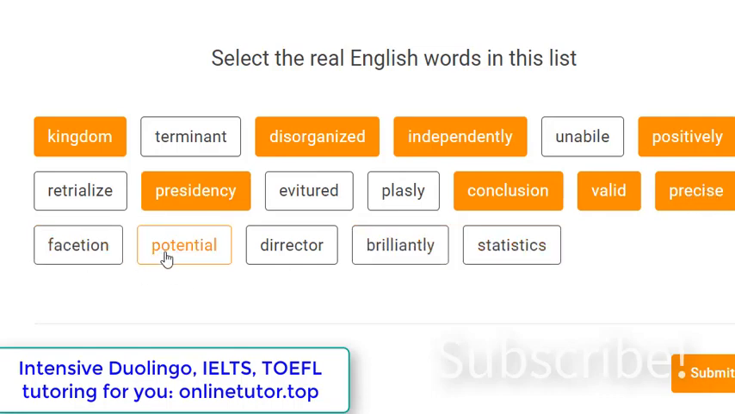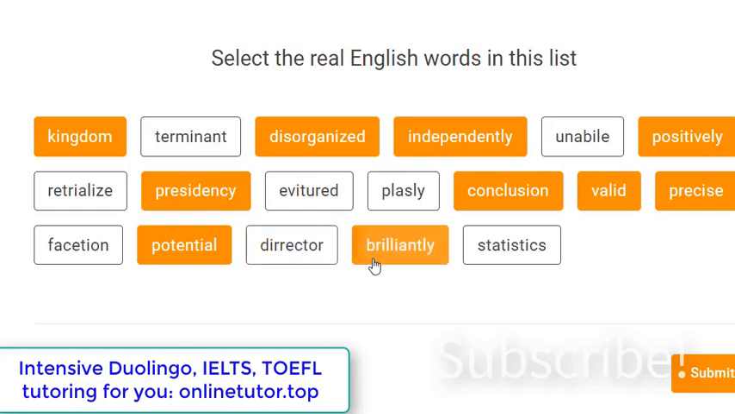Physician, no. Potential, of course. Potency, or it comes from Latin word something like potent, I don't remember, like power. So potential, having some power to do something. Director, you see, they were trying to catch us on double R, but they will not succeed in this. We will not mark it. Brilliantly, yes. Brilliant, brilliantly. Like perfectly, something like that. Statistics, yes, of course. Some collection of data for our purposes.